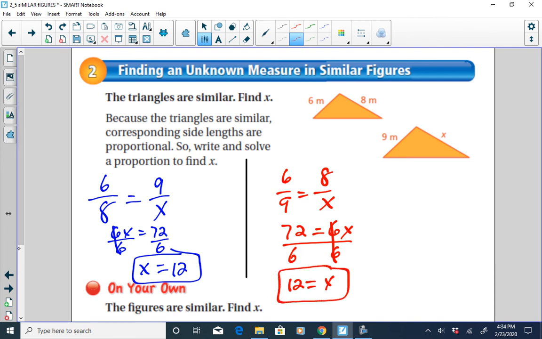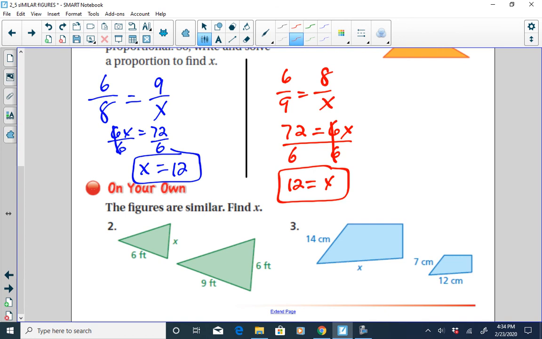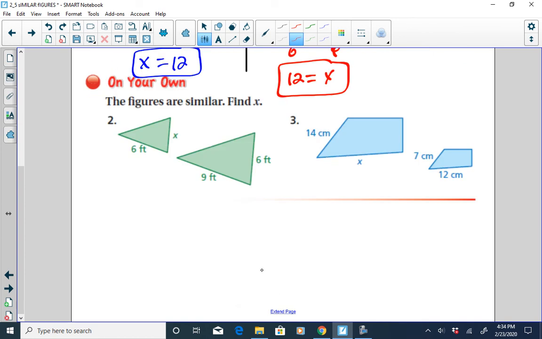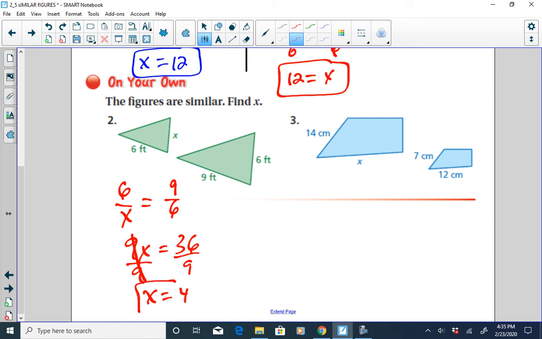Alright, so let's continue. So we want to use that cross products property in proportions to find the missing side of similar figures. I can set my proportions up a couple different ways, but let's do it this way. If I write the ratio as 6 to x, that would be long side to short side. The corresponding proportion would be 9 to 6. I cross multiply. 9 times x is 9x. 6 times 6 is 36. That's my cross product. Divide both sides by 9. X has to be equal to 4, because 36 divided by 9 is 4.